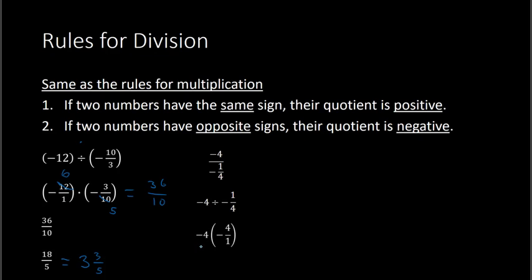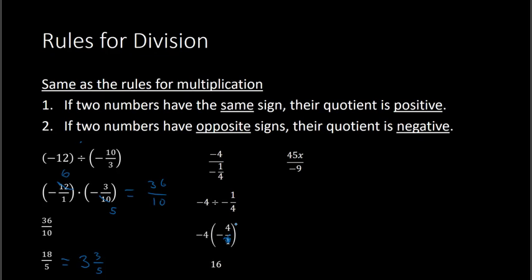So I have -4 times -4/1. -4/1 is the same thing as -4, so we don't need the 1 down here. -4 times -4, we have negative times negative, which is positive. 4 times 4 gives me 16. So my solution would be a positive 16.